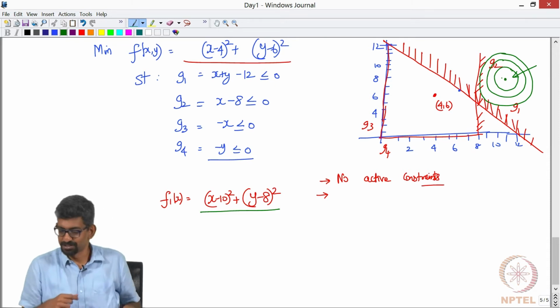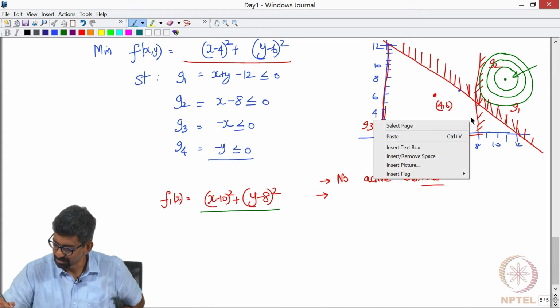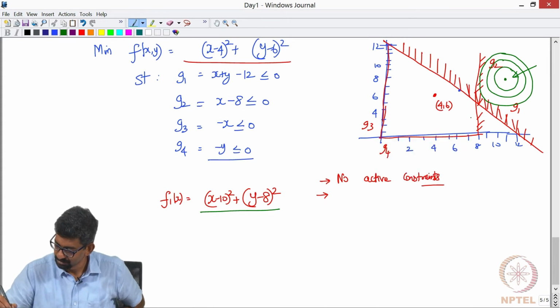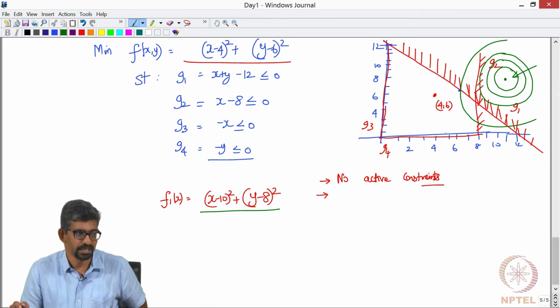Okay, let me ask you something. So I keep doing this, right? Then suddenly there will be a circle. Let us not worry about completing it, it is a circle that is completed, right. But then can this be an optimal circle, because it is inside the feasible domain?